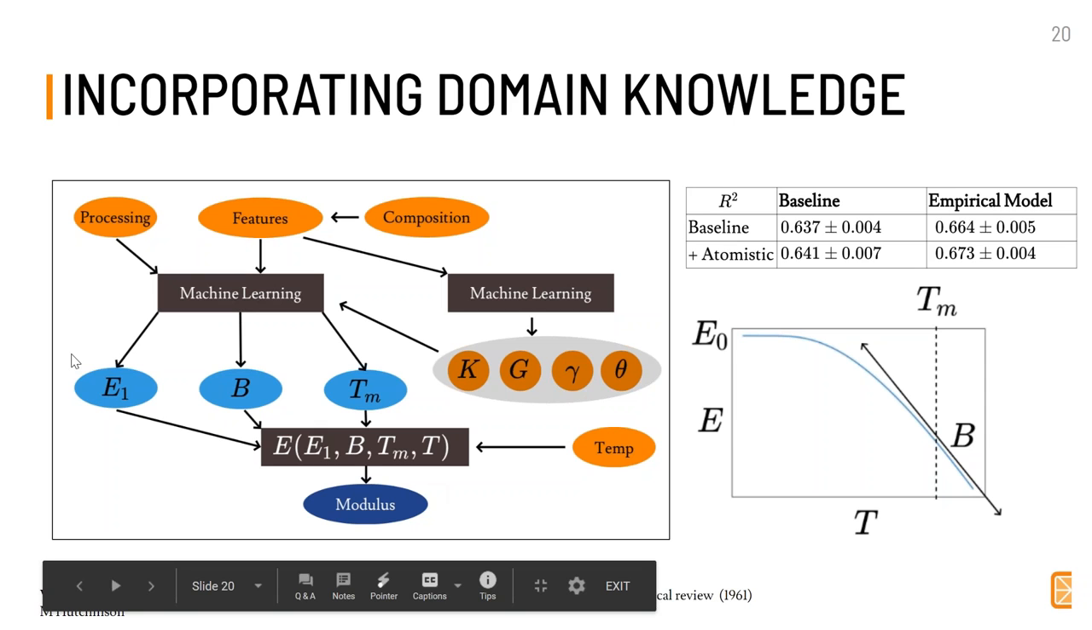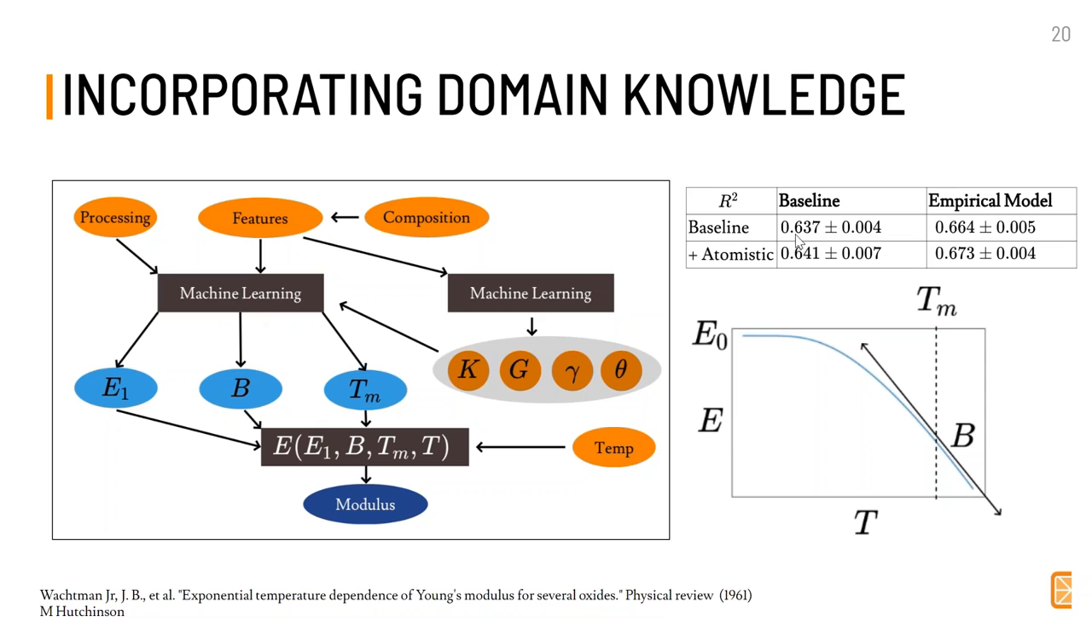We have these empirical parameters. We do machine learning on them. That works pretty well. So in this little R-squared plot, the baseline is what I showed last time. When we include the empirical model, we go from 0.637 to 0.664. Not a huge difference, although it is statistically significant. And I'd emphasize that this data set only has 19 compositions in it. So in other cases, we'd often see something a little stronger.